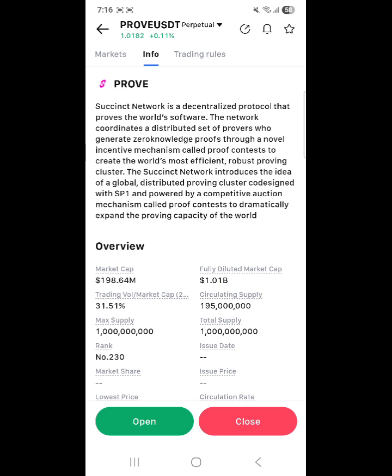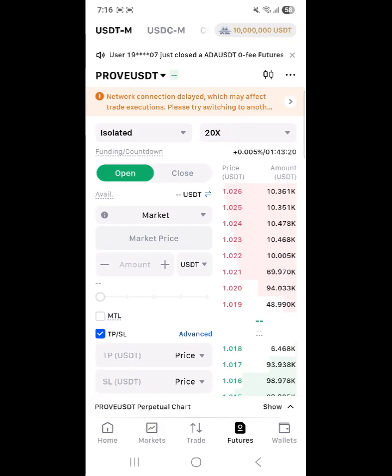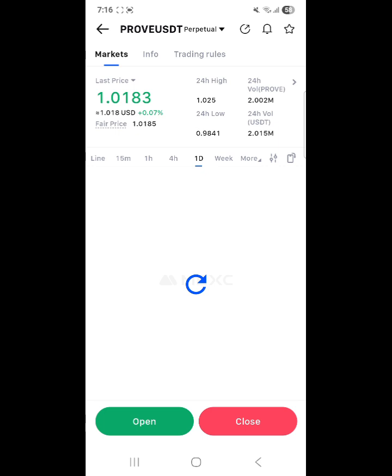This Succinct Network happens to be a powerful blockchain that is coming up, and investors are looking for new blockchains they can invest in and trust. So this Succinct Network is a strong blockchain. You don't just trade it anyhow. Let me show you something. Let me click on open so that you see the chart. Look at what I mean here.